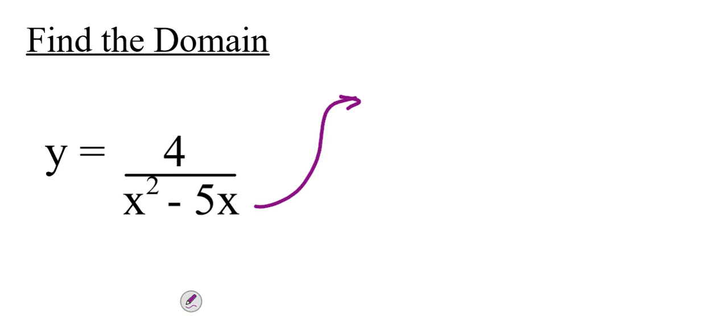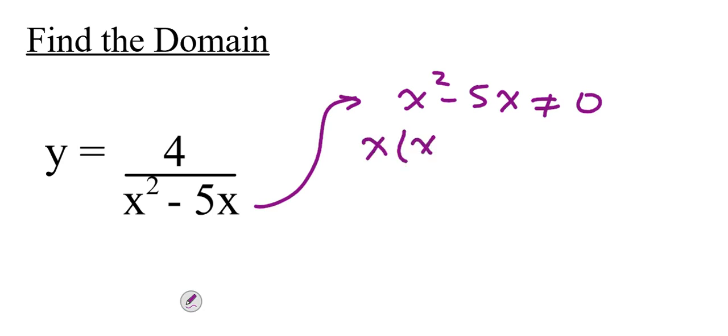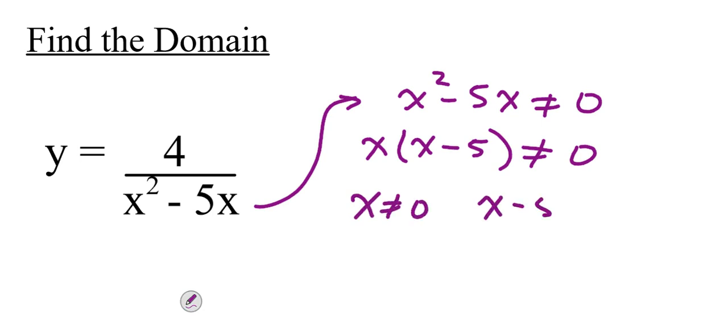Just stop and memorize. All right, x squared minus 5x, what do we know? It cannot equal 0. It's in the denominator. So let's go ahead and factor. Let's factor out an x. We know how to factor. We've already reminded ourselves of those things. So x cannot equal 0, or x cannot equal 5.